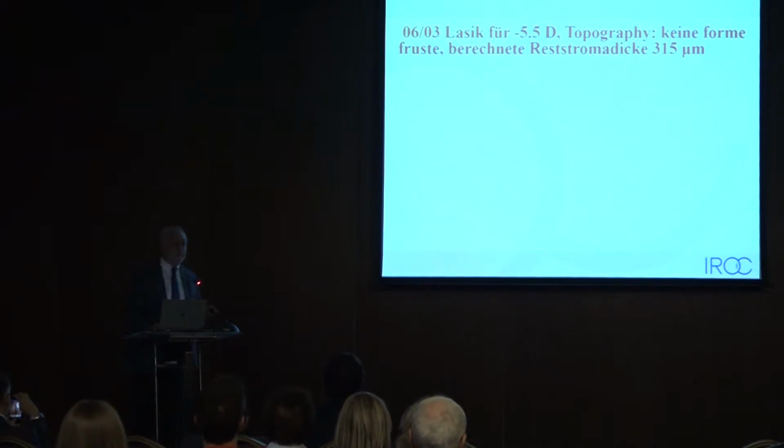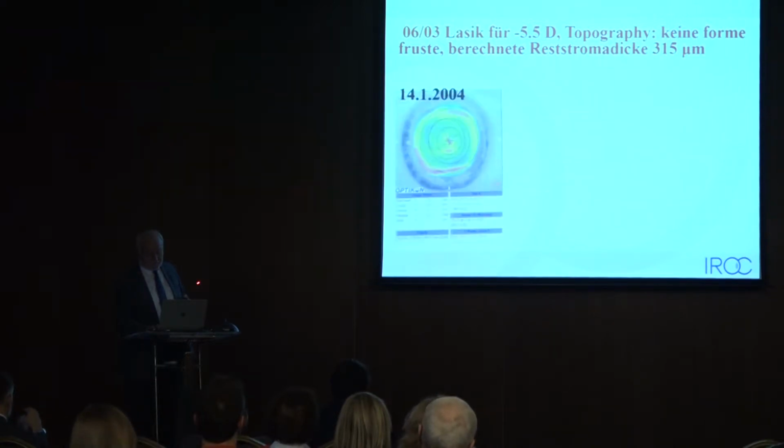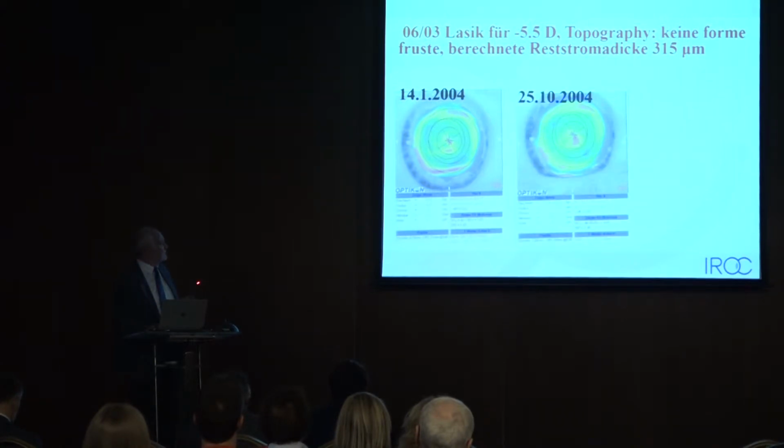Every one of us knows those cases. That lady came in 2003, got LASIK for 5.5 diopters, actually in Munich, not in Zurich. The topography was good, and we calculated the residual stroma thickness of 315 microns. That was half a year later. A nice optical zone, tangential visualization with a little bit of red in the center, which might be due to a custom Q or an undercorrection in the center.